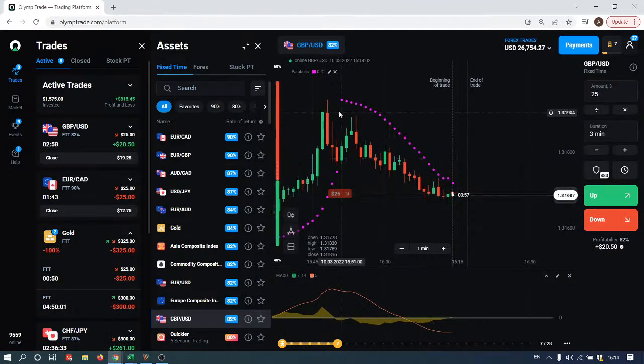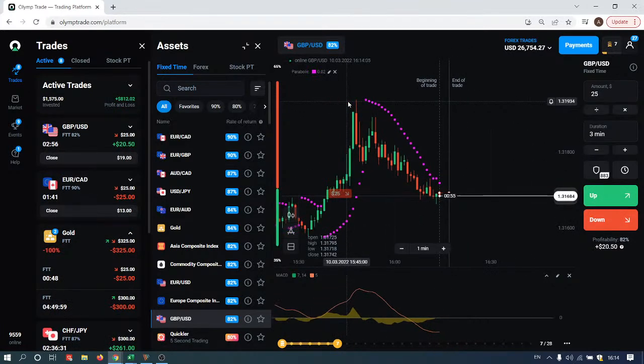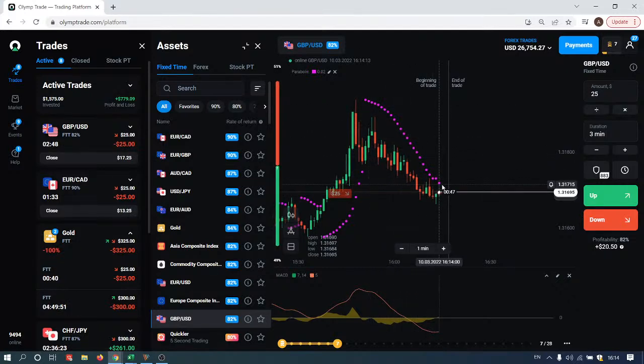So the pound, and as you can see, the combination of the MACD indicator together with the parabolic SAR indicator pretty much predicted all this downwards move, and there was a possibility to open many trades.